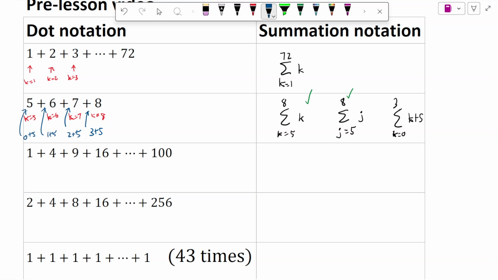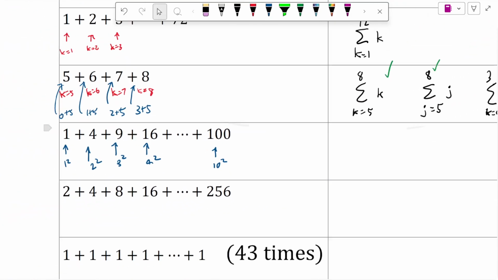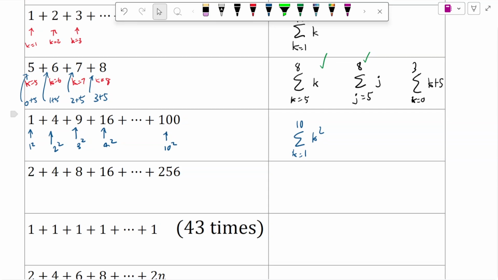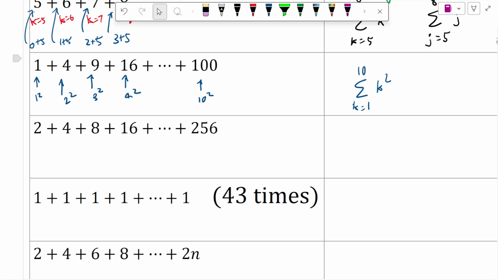Anyway, it gets a bit messier when we're looking at square numbers and stuff. So this number I can write as 1 squared and 2 squared and 3 squared and 4 squared and all the way up to 10 squared. So the way I'd write this sum is the sum k is 1 up to 10 of k squared. So we're not going 1, 2, 3, 4, 5. We're actually going 1 squared, 2 squared, 3 squared, etc.